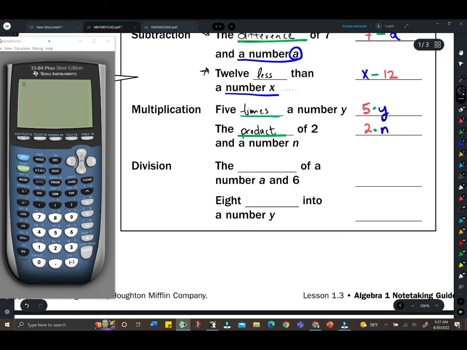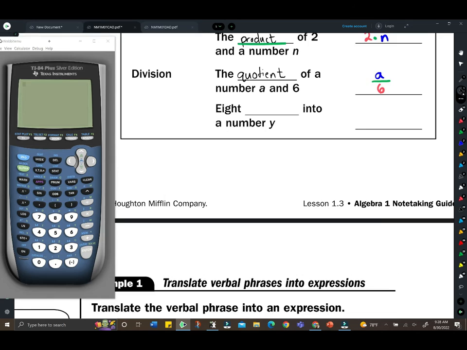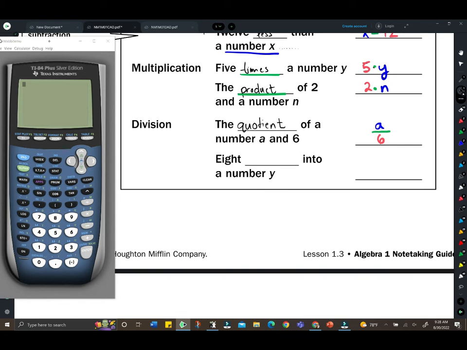Division, we can think the quotient of a number a and 6. Quotient means division, and it's a funky word, but basically you can think of division bar, a number a and 6. So that is one way to think of it. I'll show you another way shortly. It could also be a divided by 6.